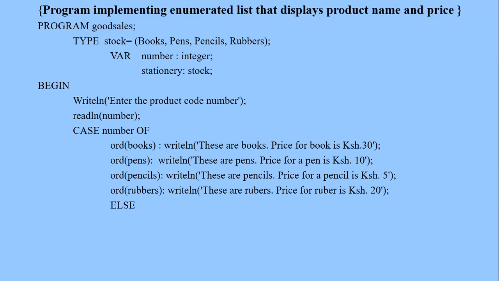Otherwise, if the product code number entered does not match either the books, the pens, the pencils, or the rubbers, display the message, this product is out of stock, because that element is not found in our definition for our data type stock. And we end the case. And then we pause on the screen. We read an empty line. That means the program will pause to allow the reader to read the output, and the program ends.